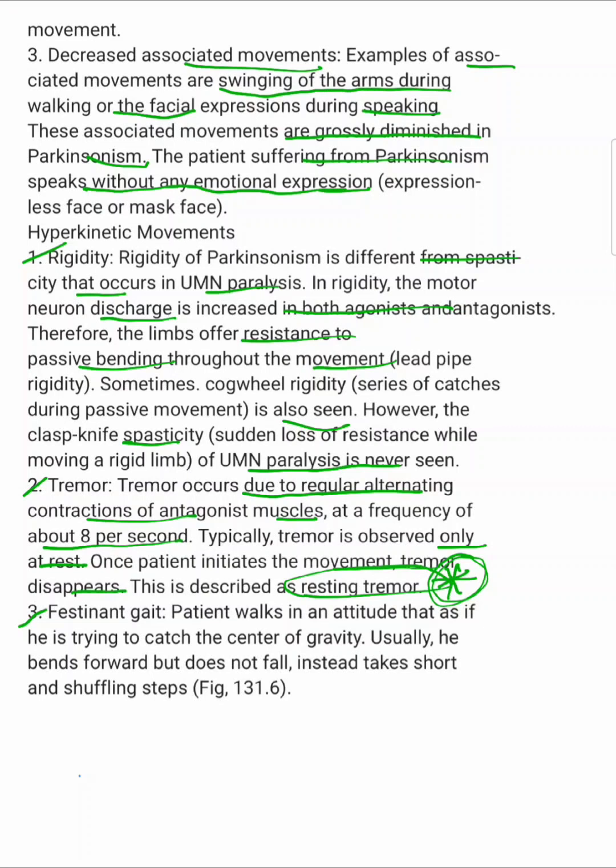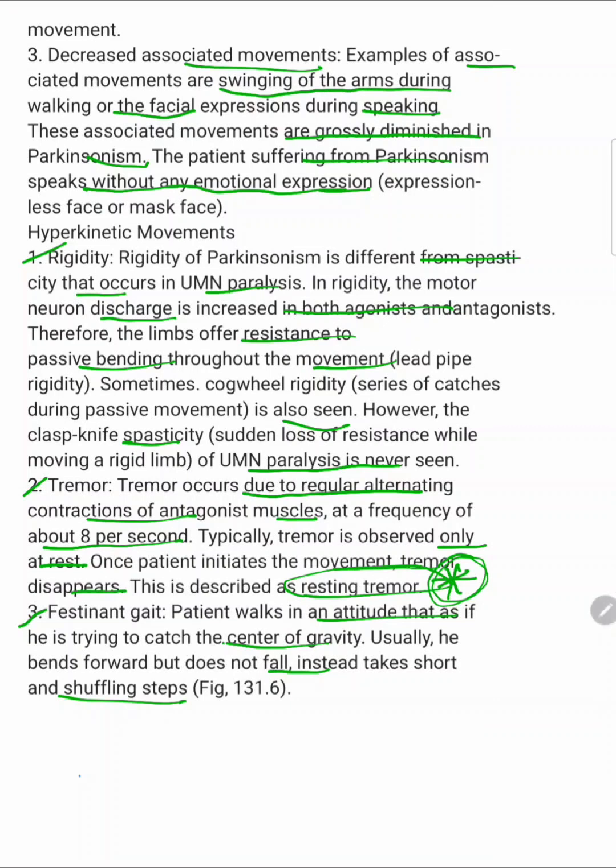Next, the gait. The patient walks in an attitude as if he is trying to catch the center of gravity. Usually he bends forward but does not fall. Instead, he takes short and shuffling steps. See, the patient will walk bending. He will bend on the front side and it feels like falling, but he feels like he is catching the center of gravity.